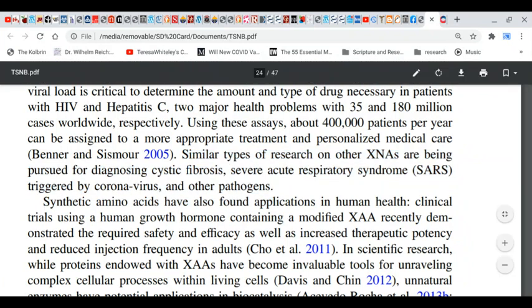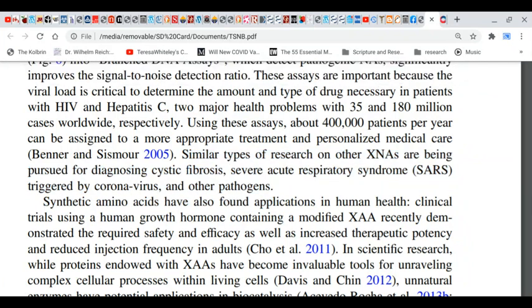Synthetic amino acids have also found applications in human health. Clinical trials using human growth hormone containing a modified XAA recently demonstrated the required safety and efficacy, as well as increased therapeutic potency and reduced injection frequency in adults.